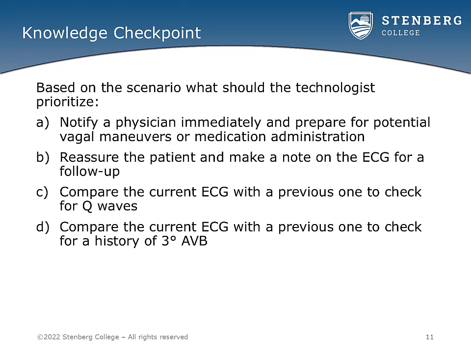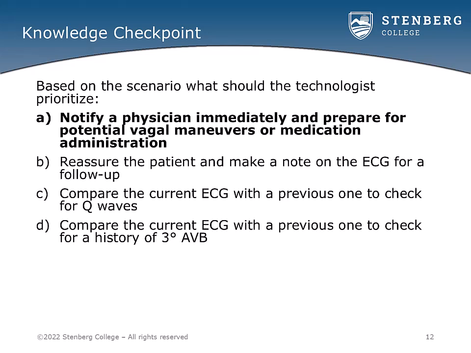Is it A, notify a physician immediately and prepare for potential vagal maneuvers or medication administration? Is it B, reassure the patient and make a note on the ECG for a follow-up? Is it C, compare the current ECG with a previous one to check for Q waves? Or is it D, compare the current ECG with the previous one to check for a history of third-degree AV block?